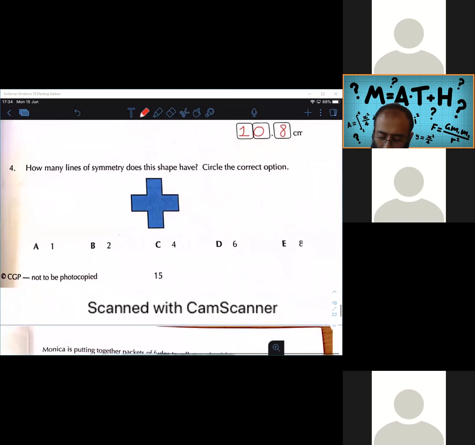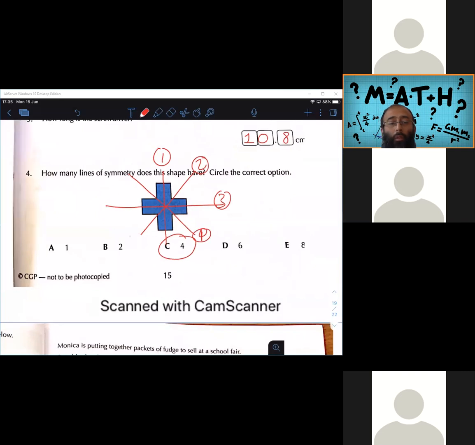Question number 4. How many lines of symmetry does the shape have? Lines of symmetry are also called fold lines. You fold the shape and it goes onto itself, so one half folds onto the other half. Those lines of symmetry are here. That's number 1, 2, 3, 4. The answer is 4. Uno, dos, tres, cuatro. Okay, lovely.